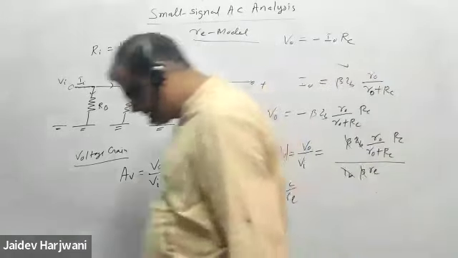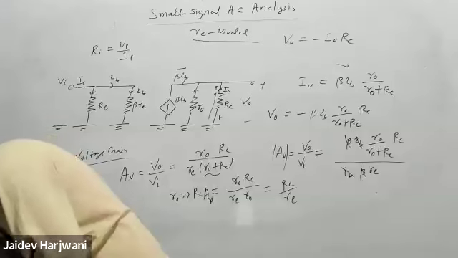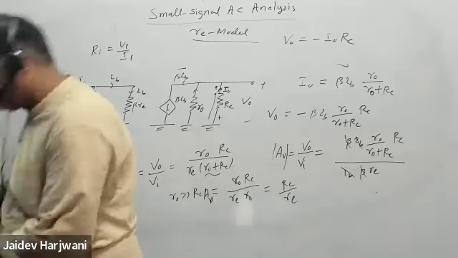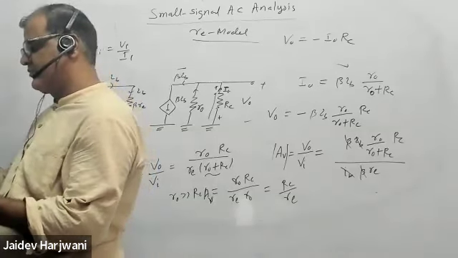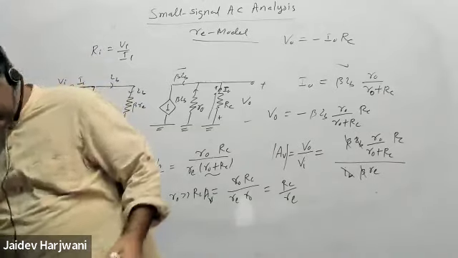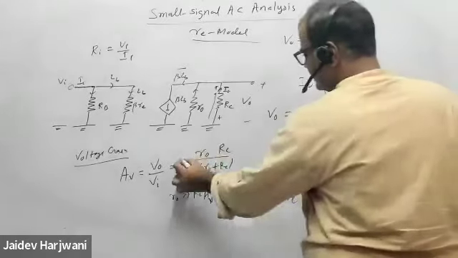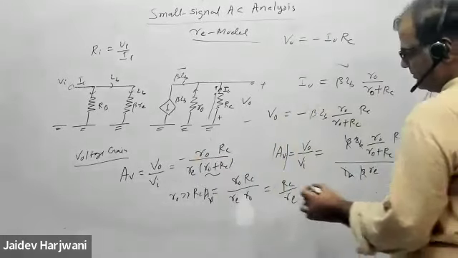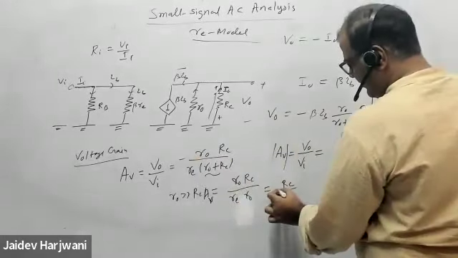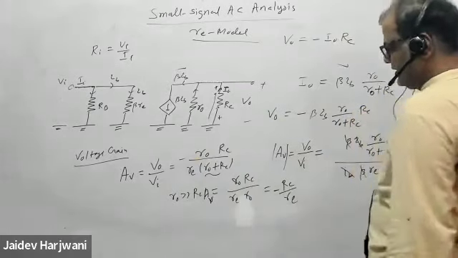Is there a minus sign? Oh, they are putting minus. They're putting a minus sign also. So V naught they are taking with a minus sign. Generally we don't. Okay, so if minus is there, put minus also here. So your gain will now be minus RC by RE.